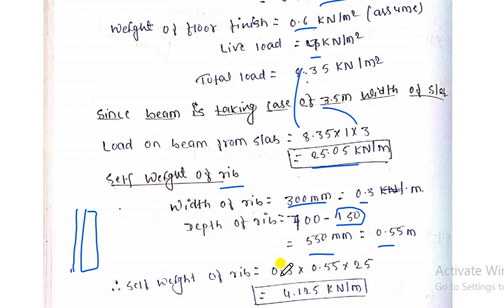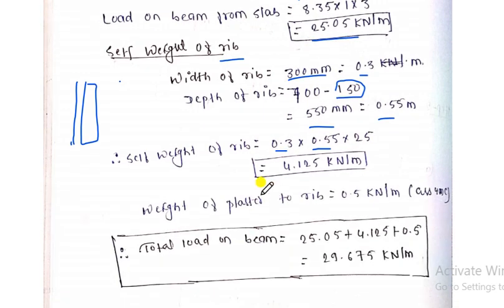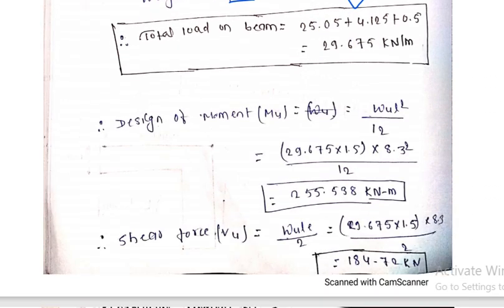Now the self weight of the rib is nothing but b into d into rho. So here b is 0.3, d is 0.55 and the density of concrete is 25. So ultimately we got 4.125, and we also need to calculate the plaster on the rib. So we assume 0.5 kilonewton per meter. So the total load will be 25, these ones, and 4.125, and 0.5. So the total load that is acting on the L section or the L beam is 29.675 kilonewton per meter.